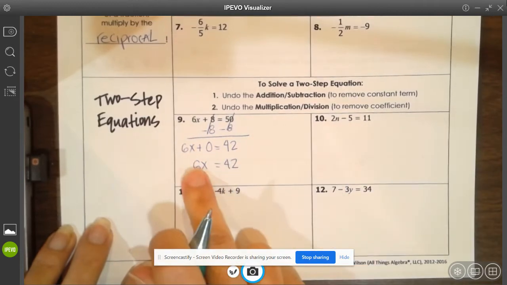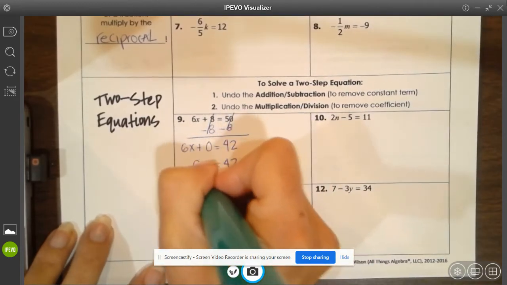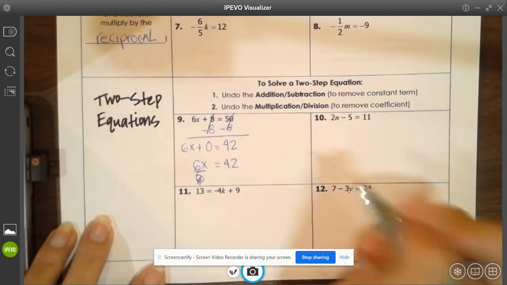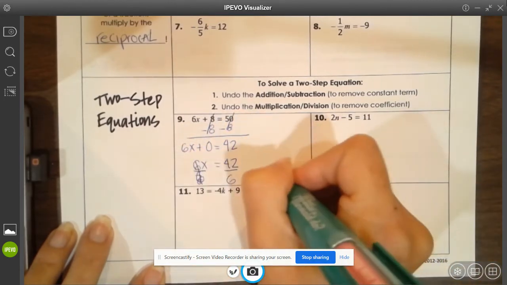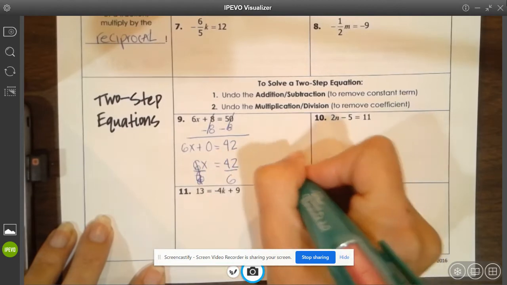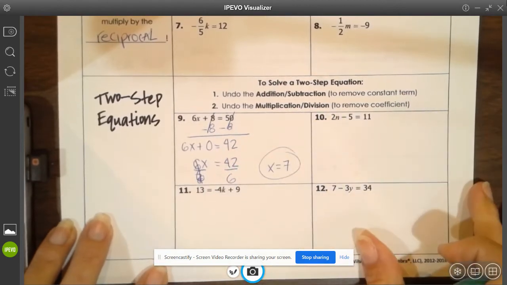And then this 6 is multiplying, so the opposite is dividing. I put a 6, and that cancels, and then x equals 42 divided by 6 is 7, and that is my answer.